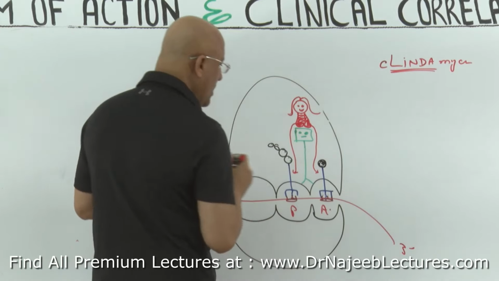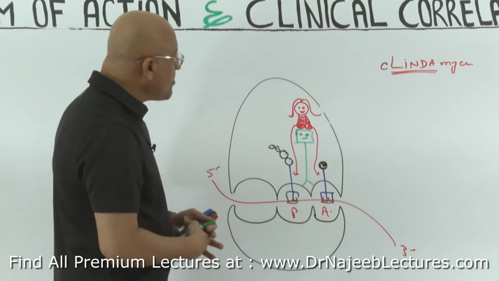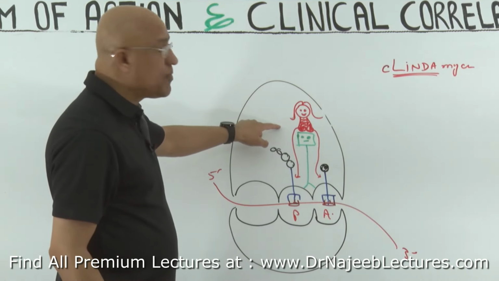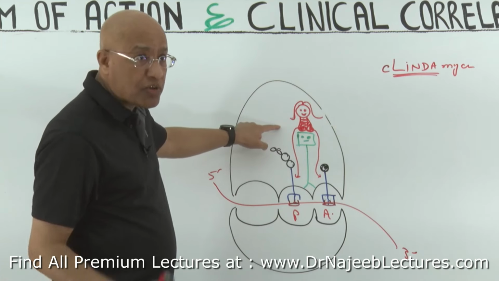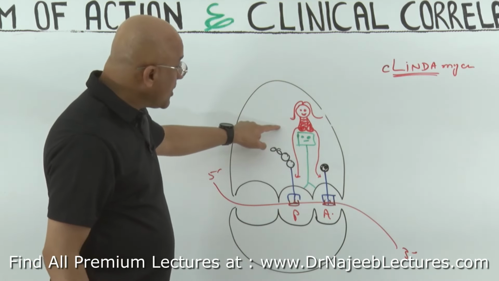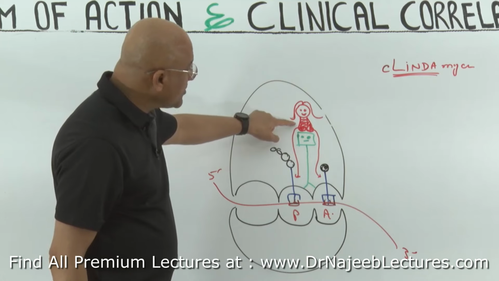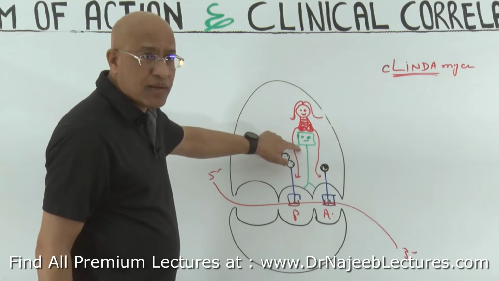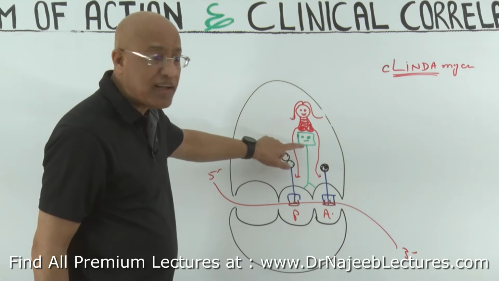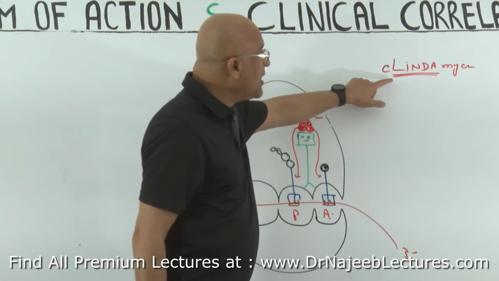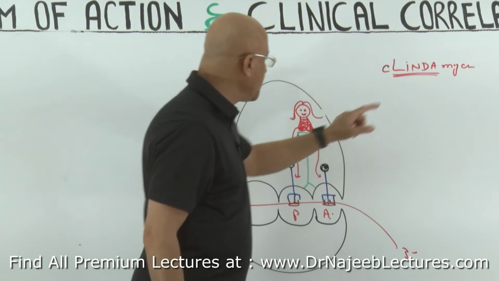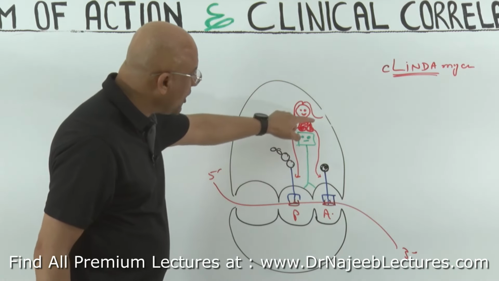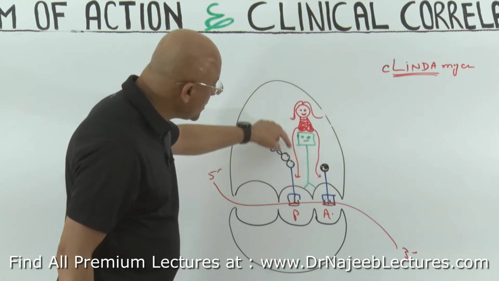If clindamycin binds on the 50S subunit of ribosomes of susceptible bacteria, then clindamycin, like a beautiful girl, will sit on the top of the ribozyme, peptidyl transferase. Clinda, easy way to remember, Linda, beautiful girl. She will sit over here. And she has long, beautiful, graceful legs, and with these legs she will push it down.